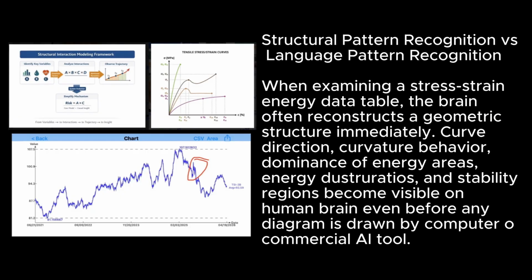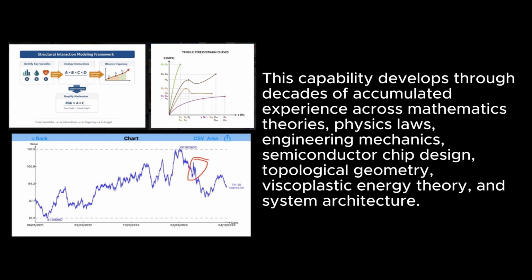Structural pattern recognition versus language pattern recognition. When examining a stress-strain energy data table, the brain often reconstructs a geometric structure immediately. Curve direction, curvature behavior, dominance of energy areas, energy-cluster ratios, and stability regions become visible in the human brain even before any diagram is drawn by a computer or commercial AI tool. This capability develops through decades of accumulated experience across mathematics theories, physics laws, engineering mechanics, semiconductor chip design, topological geometry, viscoplastic energy theory, and system architecture.